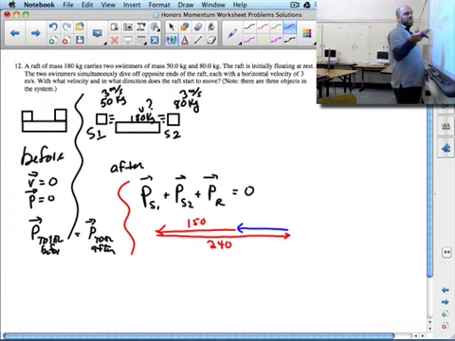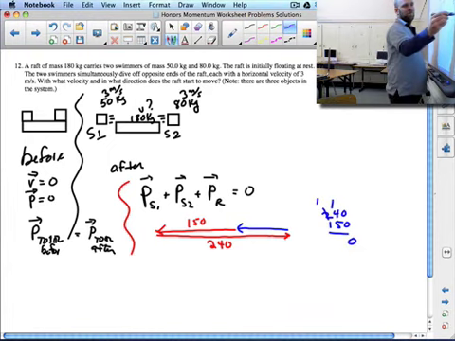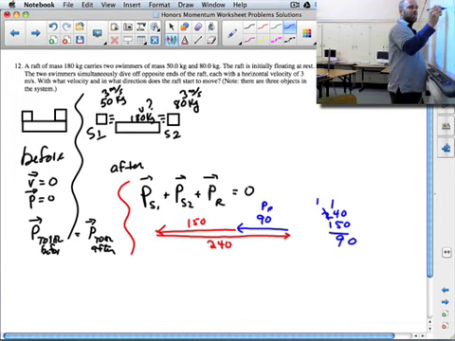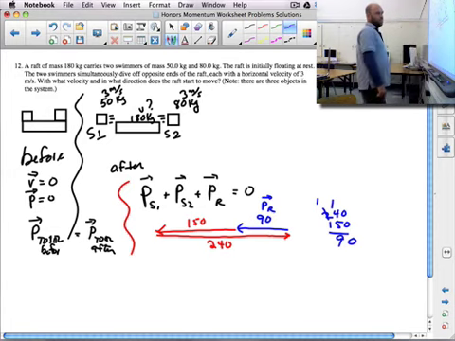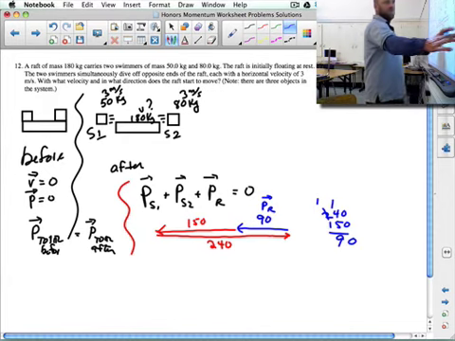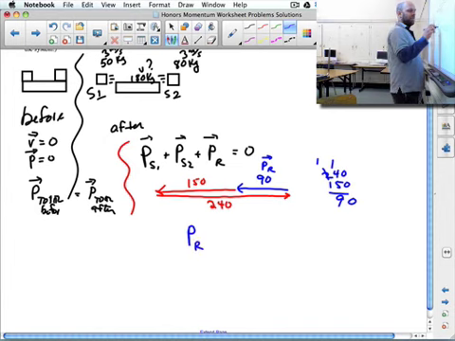So the momentum of the raft, the magnitude of that momentum, has to be 240 minus 150 from my vector diagram. I got 90. So 90 has to be the momentum of the raft. And it's actually to the left. All right, that's cool. So we're almost there. The momentum of the raft then is going to be 90 kilograms meter per second, right?